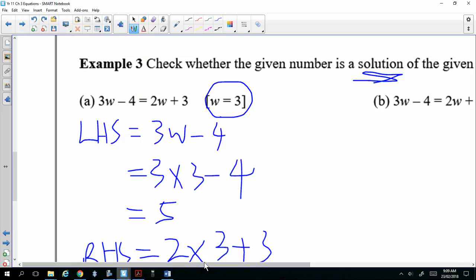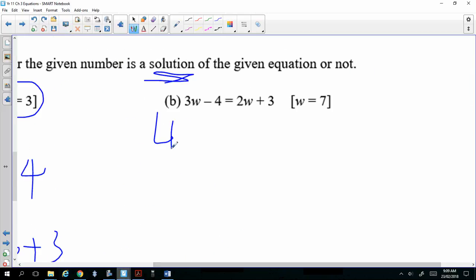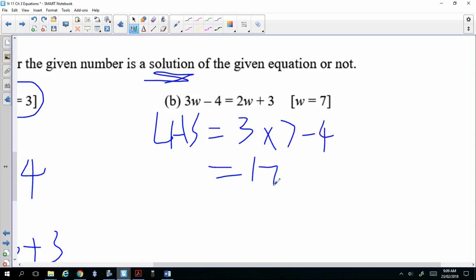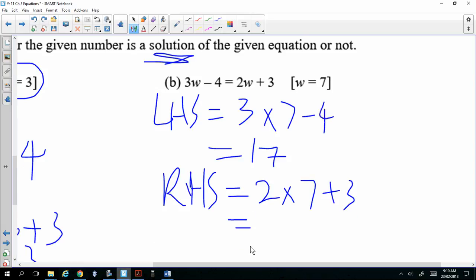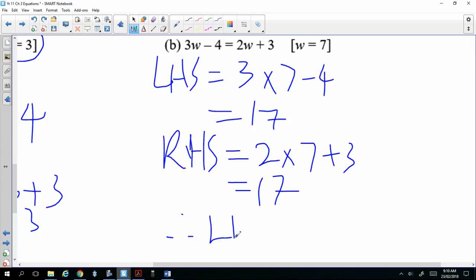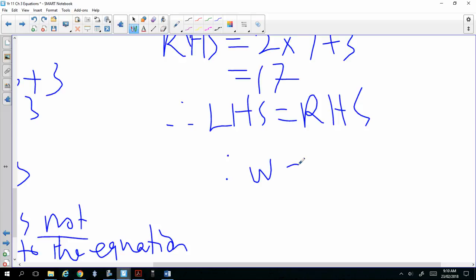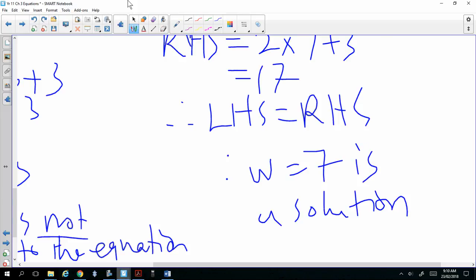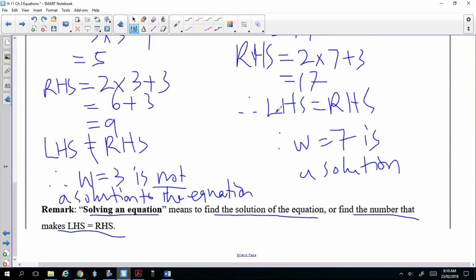Okay, so we'll start with the left-hand side, which is 3 times 7 minus 4. 21 minus 4 is 17. The right-hand side is 2 times 7 plus 3, which is also 17. Therefore, left and right are equal. So you write, therefore, w equals 7 is a solution. Alright, any questions? Hopefully you have similar working to mine.